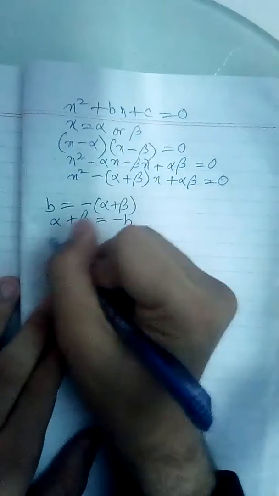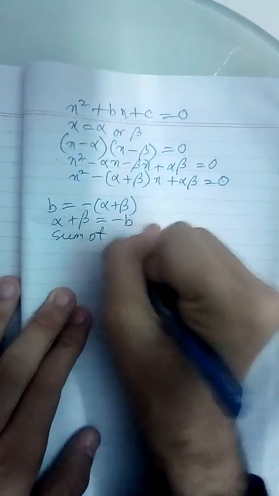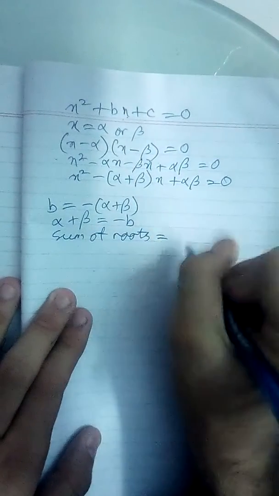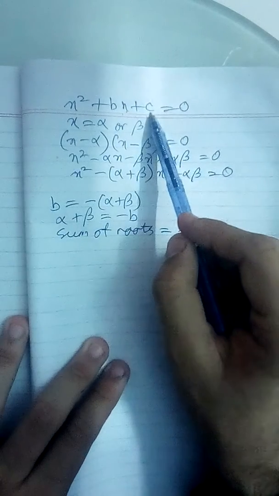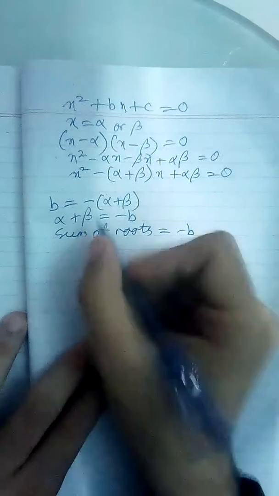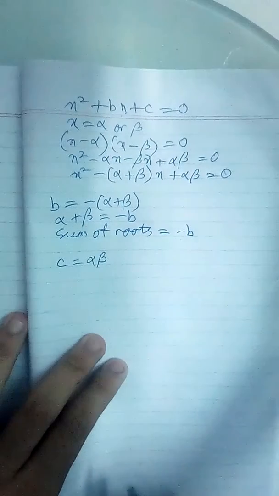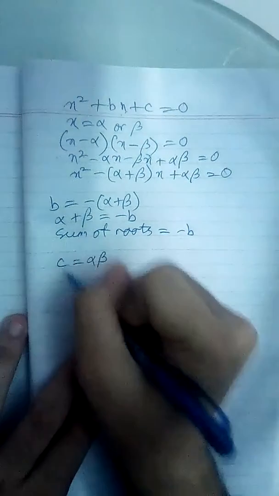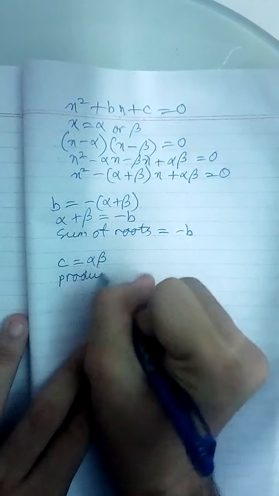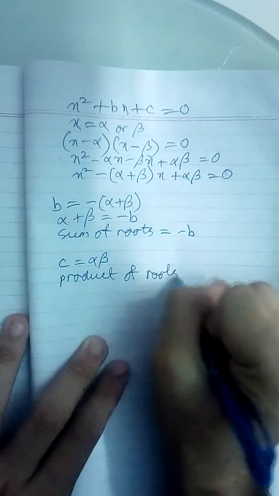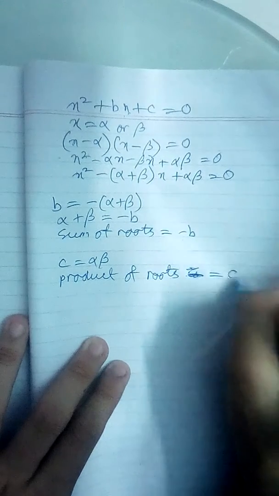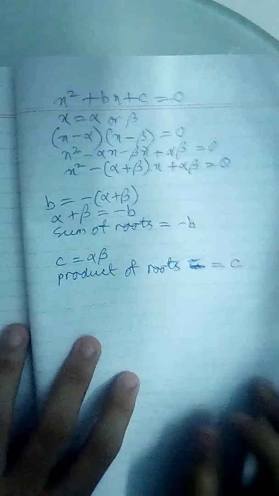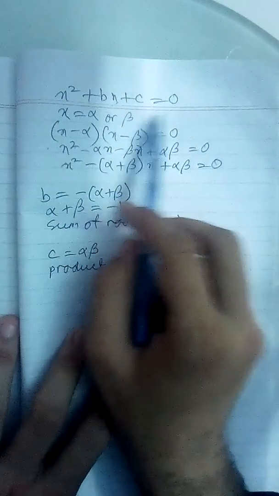So what does that mean? That the sum of roots is equal to negative the coefficient of x. Next, if we compare the constant in this equation and in this equation, we would observe that c is equal to alpha beta. So hence it is deduced that the product of roots is equal to the constant, for the basic form x square plus bx plus c.